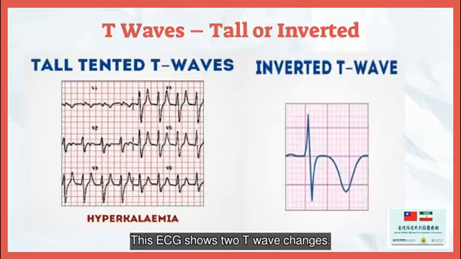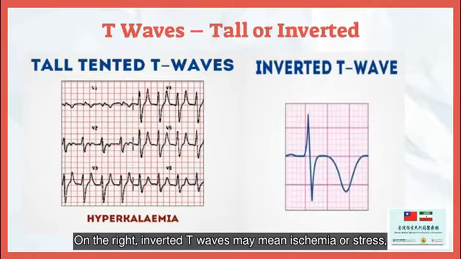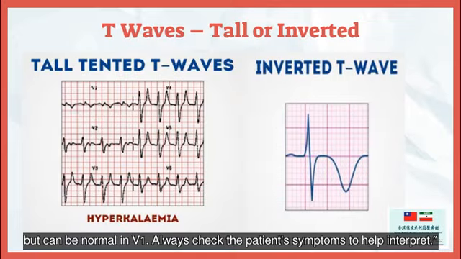This ECG shows 2 T wave changes. On the left, tall tented T waves suggest hyperkalemia. On the right, inverted T waves may mean ischemia or stress, but can be normal in V1. Always check the patient's symptoms to help interpret.